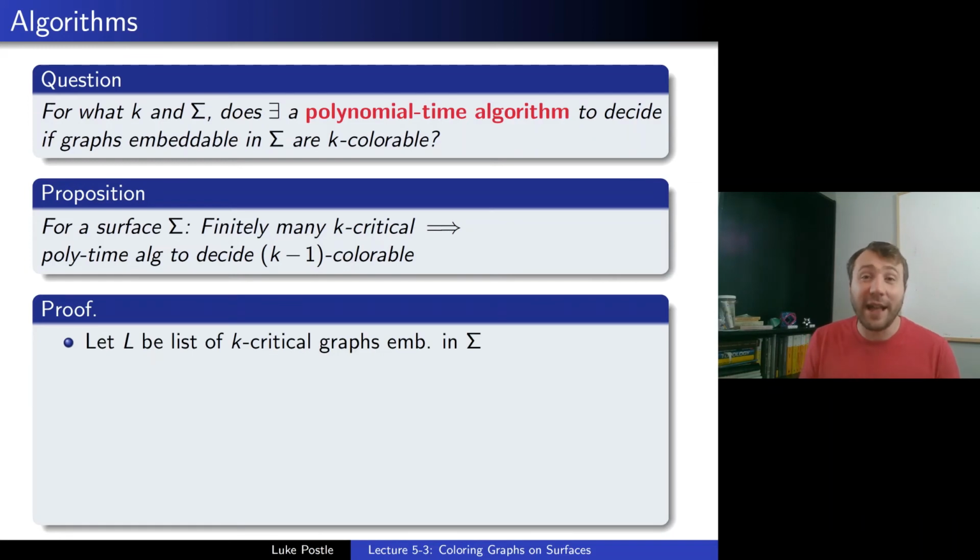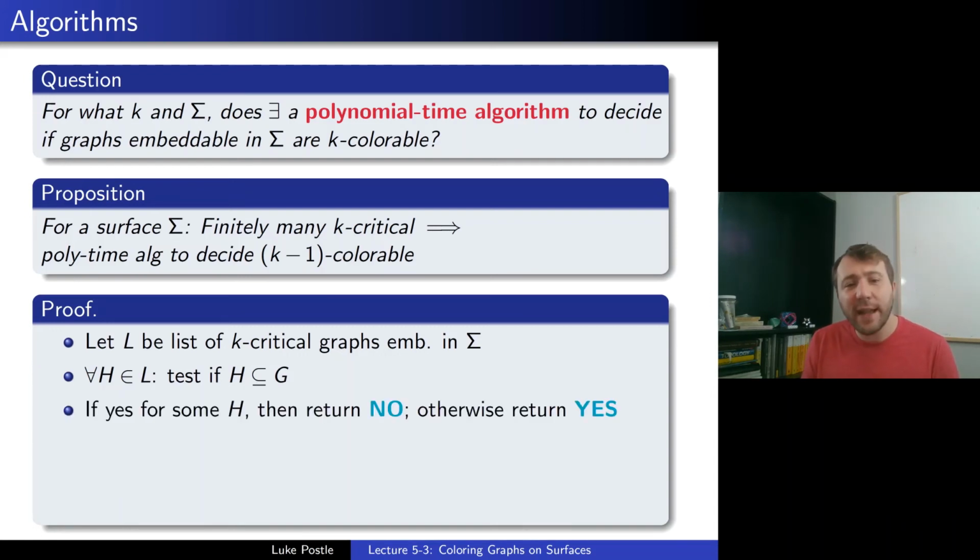Proof: we let L be the list of k-critical graphs embeddable in sigma. For every H in L, you test if H is a subgraph of the graph G you're interested in deciding. If it's yes for some H, so if G contains some reason not to be k-1 colorable, then you return no. Otherwise, if it passed the test for every such H, you return yes, right? Then there is no reason.